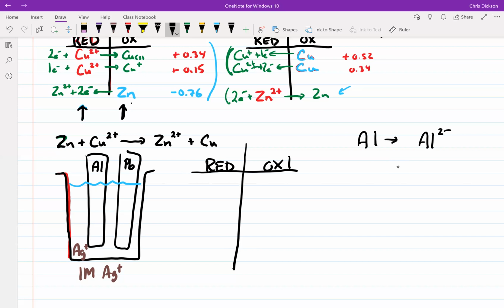So I would think that the metals must be lower down. So I look at my table and I see the aluminum is negative 1.66. And the lead is a bit higher up at negative 0.13. And the silver ions, they actually can be reduced. They're quite high up at 0.80, I think.